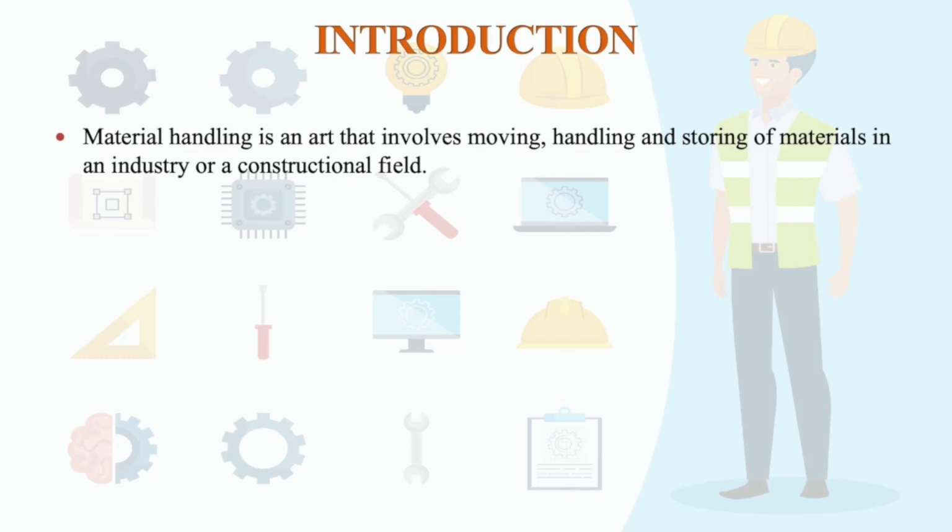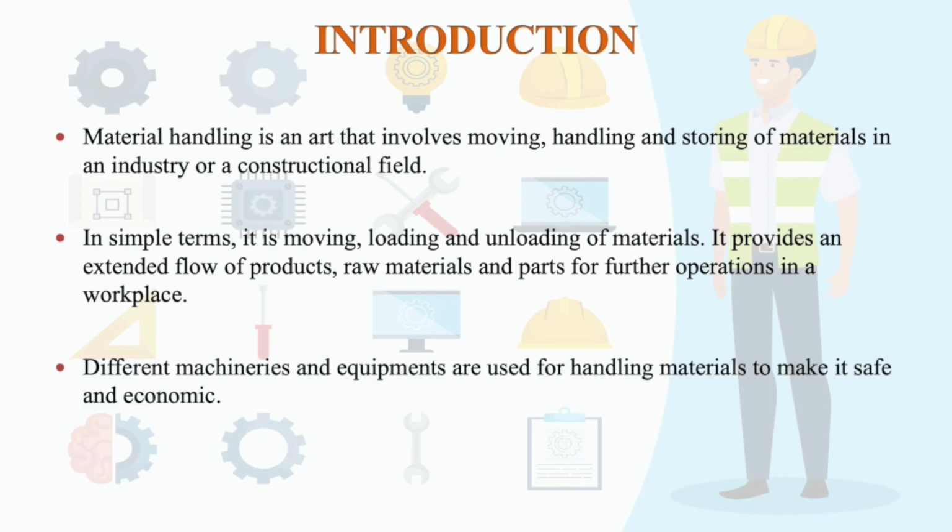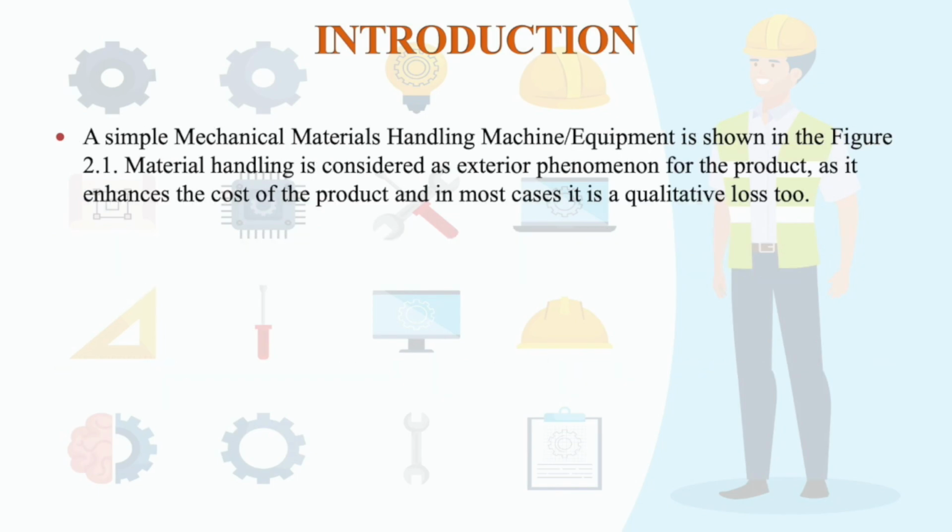Introduction. Material handling is an art that involves moving, handling and storing of materials in an industry or a construction field. In simple terms, it is moving, loading and unloading of materials. It provides an extended flow of products, raw materials and parts for further operation in a workplace. Different machineries and equipment are used for handling materials to make it safe and economic. A simple mechanical material handling machine or equipment is shown in Figure 2.1, and you can see it in the units also.